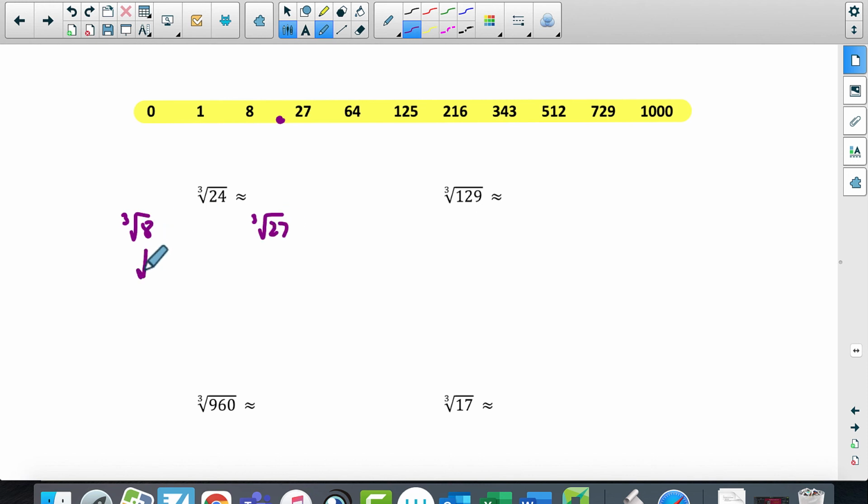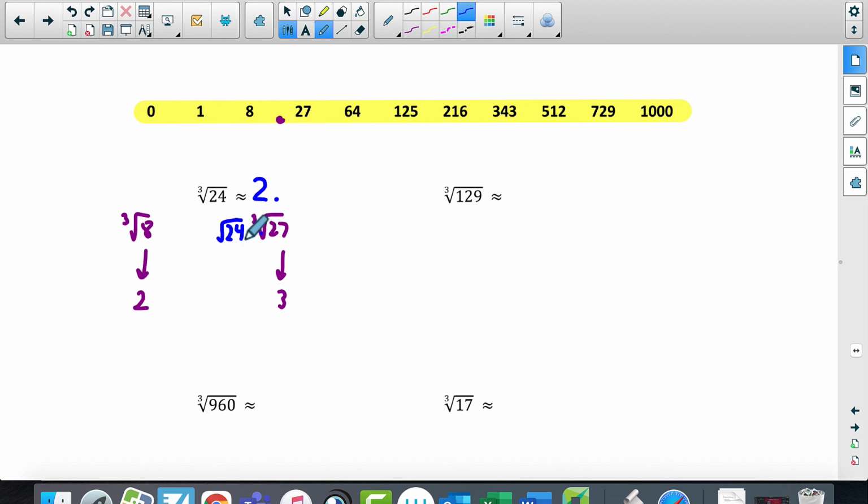What's the cube root of 8? Well, I've talked about that a few times. It's 2. What's the cube root of 27? We've talked about that a bunch of times. It's 3, because 3 times 3 times 3 is 27. So what's that mean for our answer? Our answer must start with 2. 2 point something. Now, we ask ourselves, is 24 closer to 8 or 27? It's quite a bit closer to 27, isn't it? I put 24 way up here.